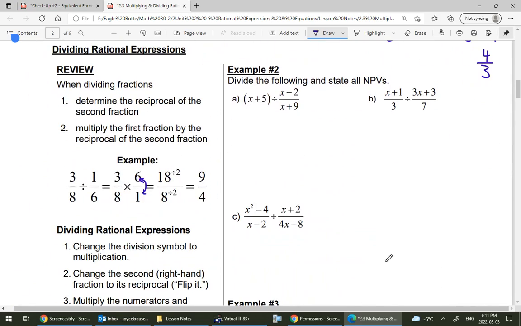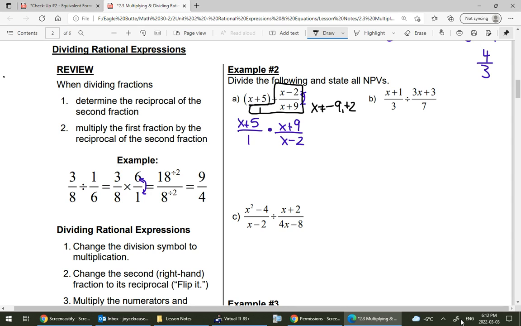So let's take a look at some examples. The first one here, we're asked to divide the following and then state all the NPVs. So we're going to have x plus 5. Some people find it helpful to put that over 1 times, remember we're going to flip this, x plus 9 divided by x minus 2. Once again, we consider our restrictions, and this is where I talk about using the L. So there's no restrictions for 1, but x cannot be 2 and x cannot be negative 9. So x cannot be negative 9, x cannot be positive 2.